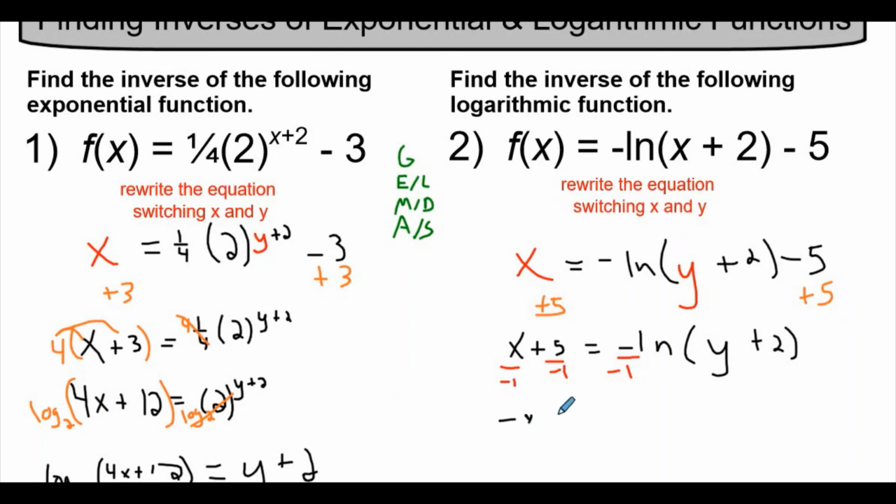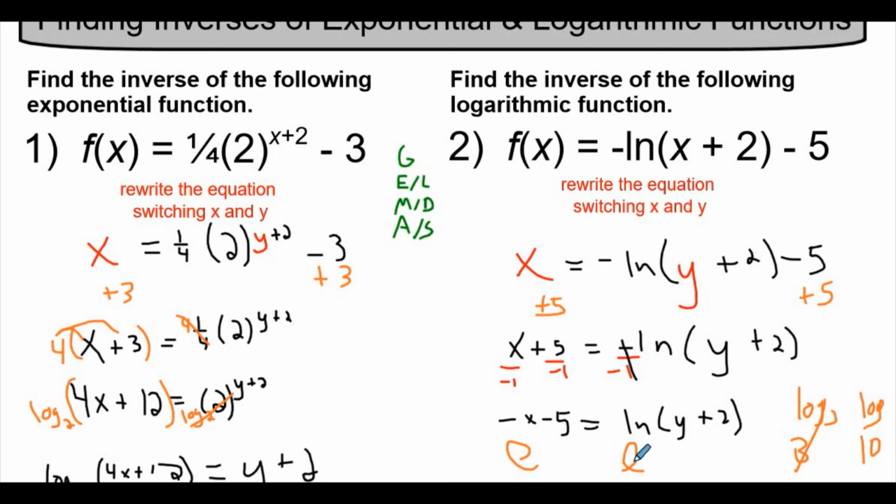So we get negative x minus 5 is equal to, this would cancel, so ln of y plus 2. And then what we're going to do here is we're going to base this. So if this were a log base 3, we would base 3 it. If it were log, we would base 10 it. ln has a base of e, so we're going to base e it.